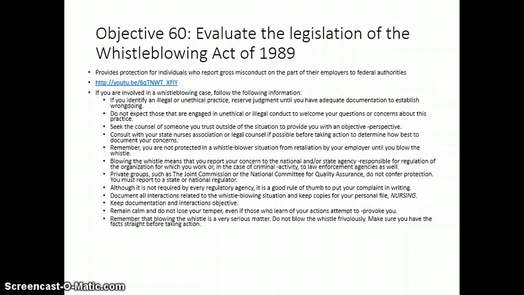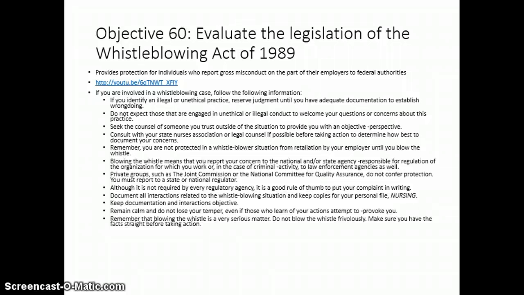Blowing the whistle means you report your concern to a national or state agency responsible for regulation of the organization for which you work. In the case of criminal activity, a law enforcement agency may be reported to as well. Private groups such as the Joint Commission or the National Committee for Quality Assurance do not confer protection. You must report to a state or national regulator.